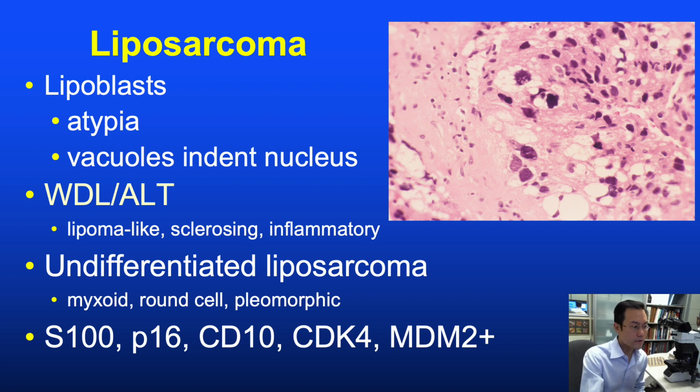On the other hand, undifferentiated liposarcoma is more of a different animal. These are more likely to arise even deeper in the retroperitoneum, for example, and have other distinctive histologic appearances as listed. All liposarcomas have numerous distinctive markers, so in addition to S100, typically these are positive for P16, CD10, CDK4, and MDM2.